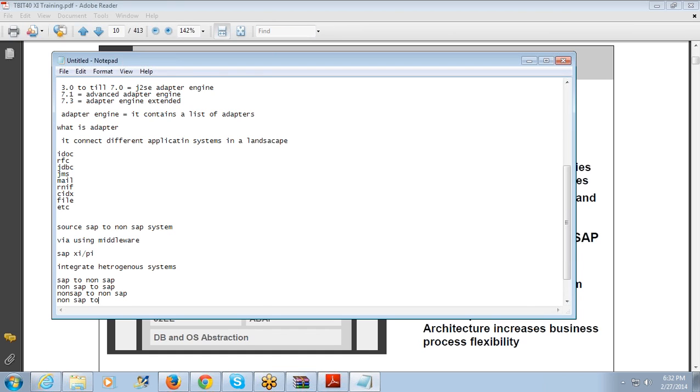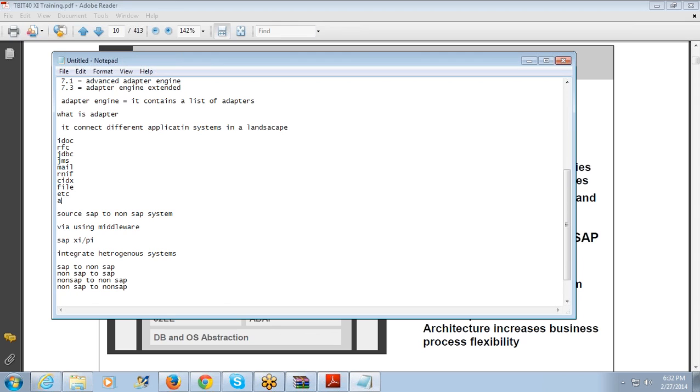It also supports non-SAP to non-SAP. For example, SAP MM to SAP CRM, or a non-SAP Oracle database system to SAP FICO, or a mainframe system to a database system. Even with non-SAP systems, I can use PI as a middleware. It also connects SAP to SAP and vice versa, non-SAP to SAP, and it covers A2A and B2B.